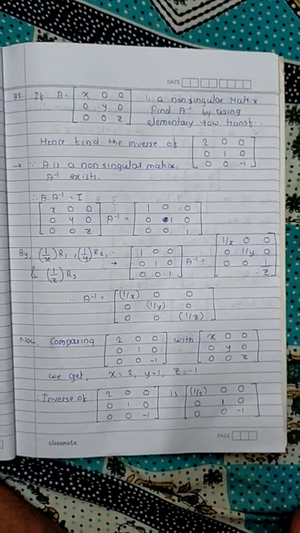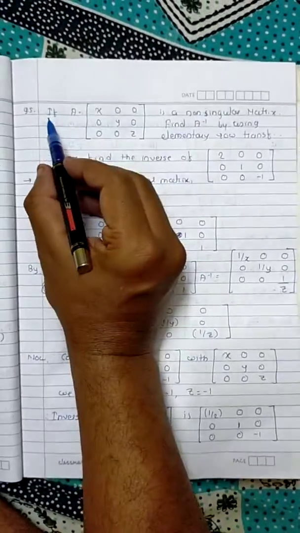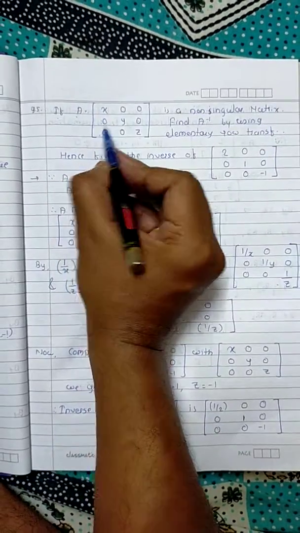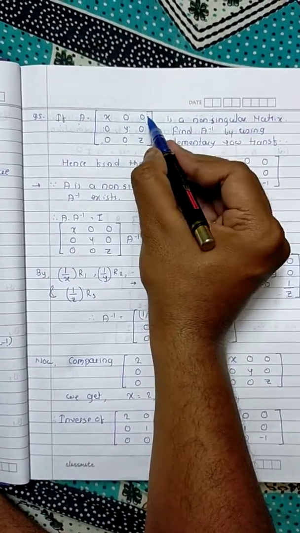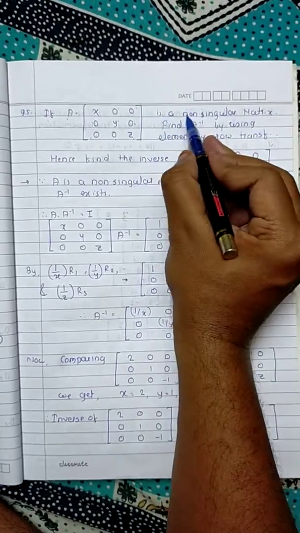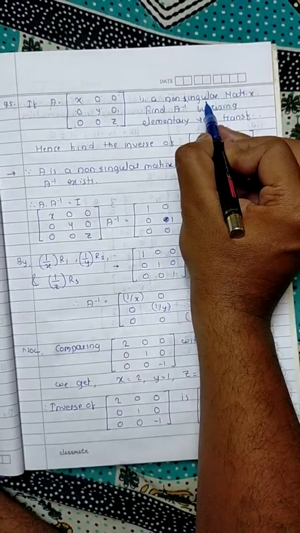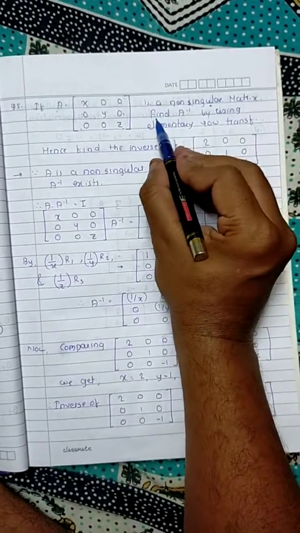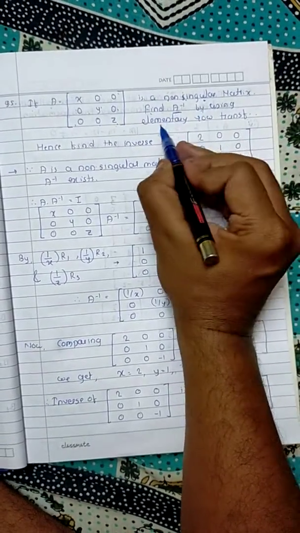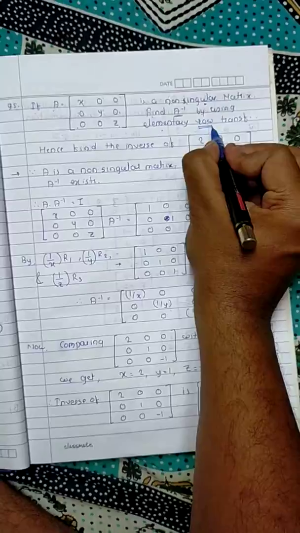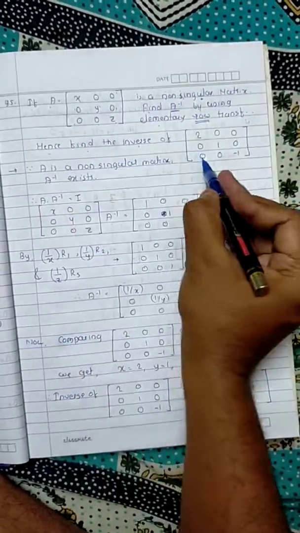Now we are going to solve question number 5 of the given exercise 2.3. In the question they have given, if A is equal to x 0 0, 0 y 0, 0 0 z is the non-singular matrix. Non-singular means A inverse is possible or the transformation is possible. Find the A inverse by using elementary row transformation and hence find the inverse of this matrix.